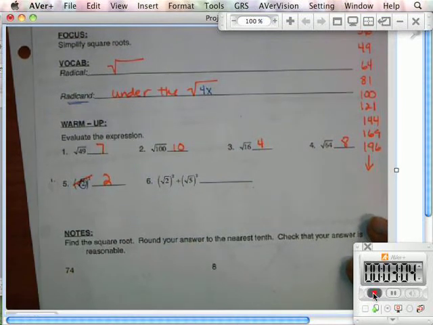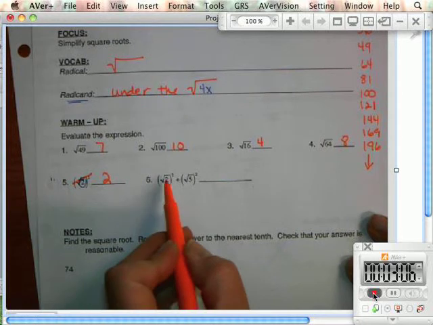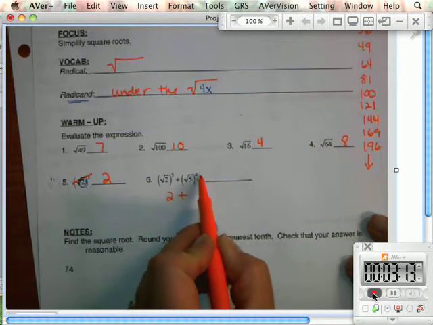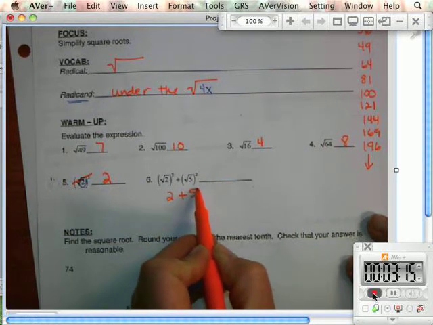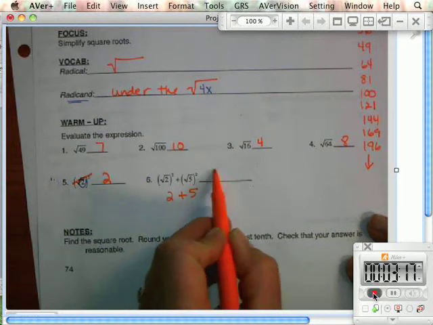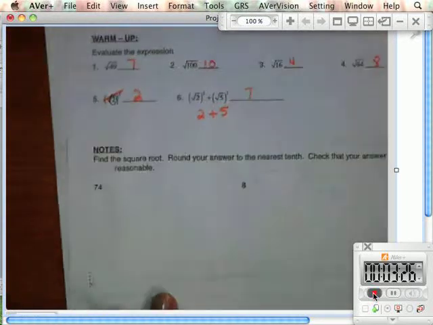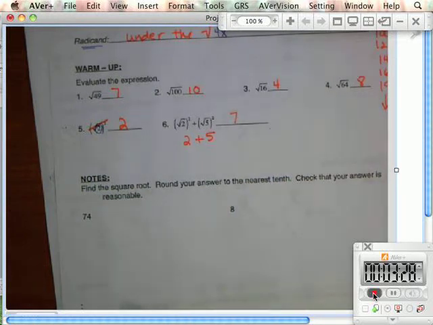This one here, square root of 2 squared is 2, plus square root of 5 squared is 5. So 2 plus 5 is 7. And that's just warm-up. That's just review. All right. So you're going to be doing 2 things here with square roots. You're going to be using your calculator, and you're not going to be using your calculator and simplifying. So there's 2 different things. You've got to read the directions to know.